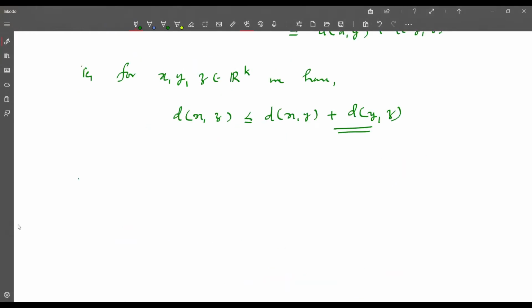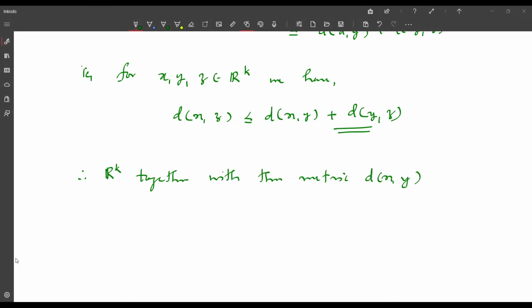Therefore, Rk together with the metric d(x,y) equal to modulus of x minus y is a metric space.